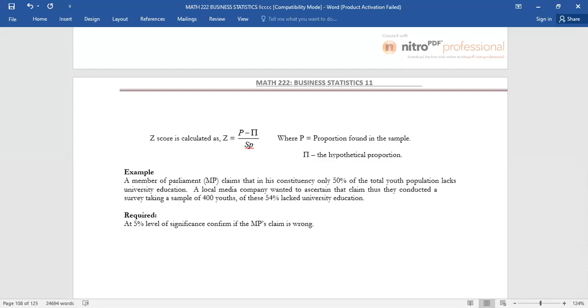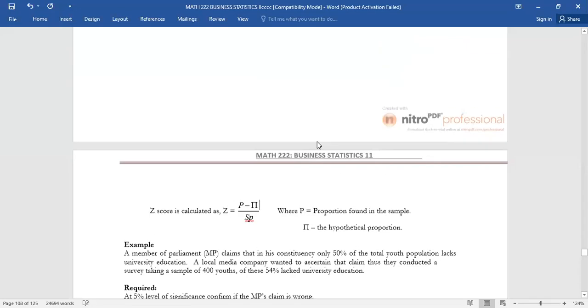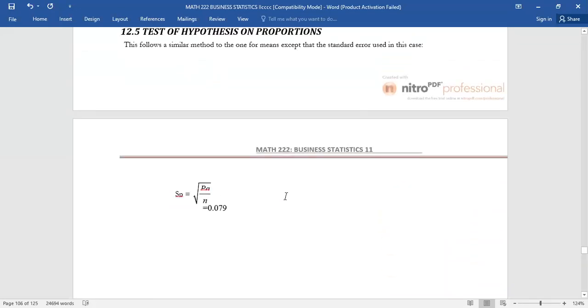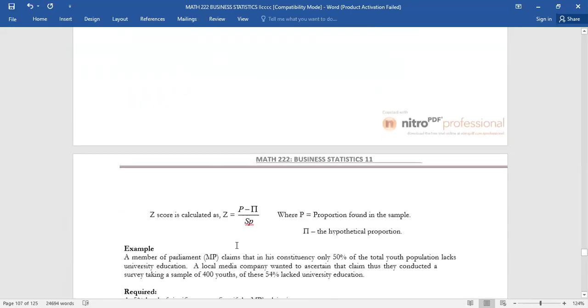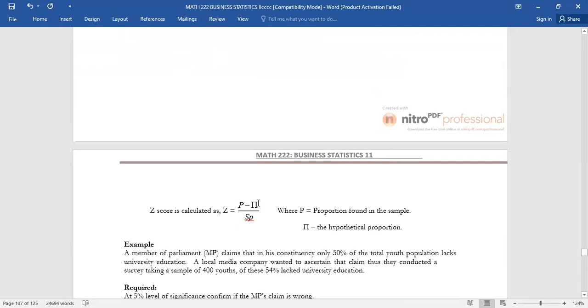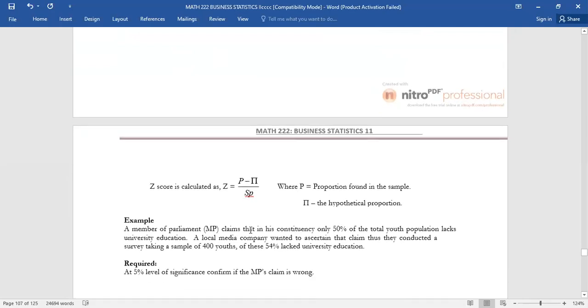That will be 0.04. Divide by what you've given us, 0.079. What are you getting? It is 0.025. So we are talking of 0.54 minus 0.5 over 0.025. What do we get as the answer? 1.6. Yes. It is a two-tailed test, and you are testing at the level of significance of 5%.